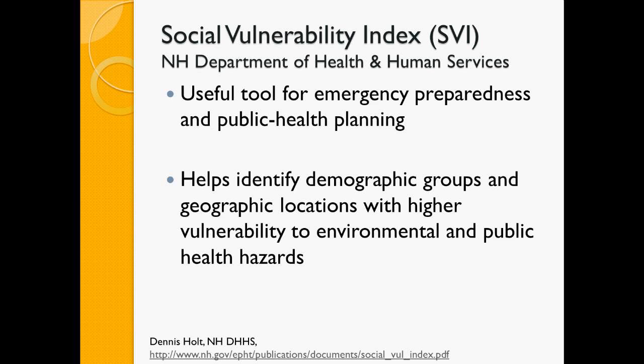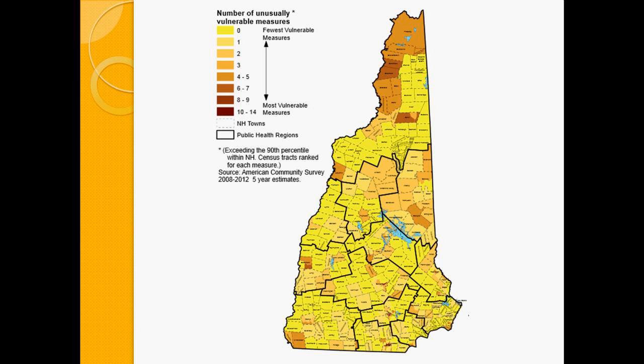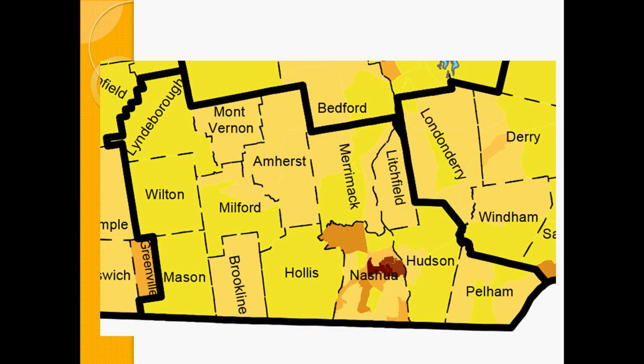What it does is it helps to identify demographic groups or geographic locations that are more vulnerable to public health hazards, or maybe public health concerns or priorities, than other groups. I just put in here the image of the map, and you can see that the darker colors are the most vulnerable groups, and the lighter colors, those yellows, are the less vulnerable populations in the state. So this is the larger image of the whole state of New Hampshire. And then if you look zoomed in on our greater Nashua region, you can see where the more vulnerable are than the less vulnerable.